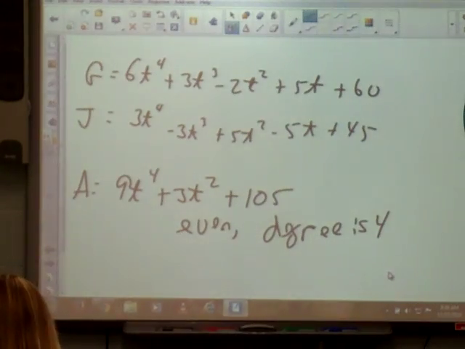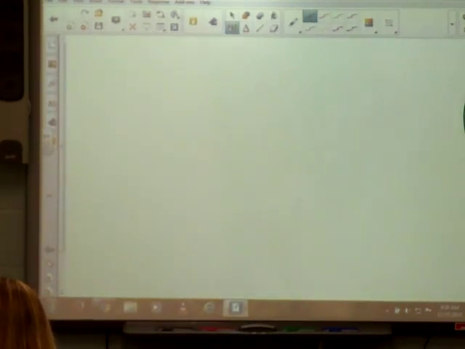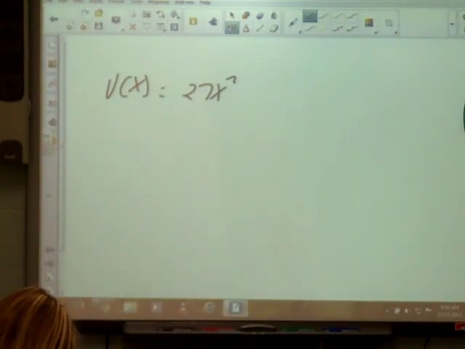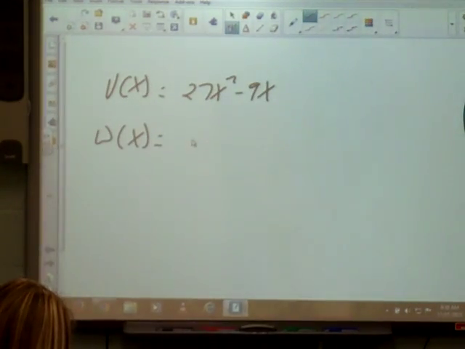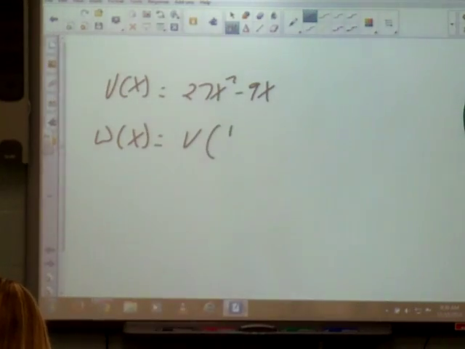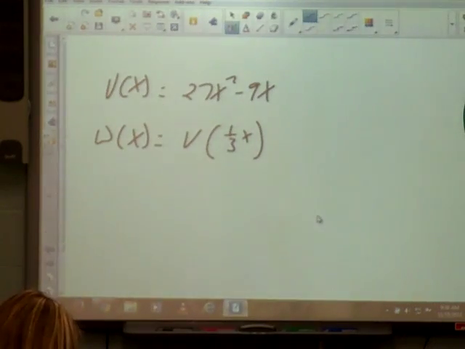14, last one. Actually got faster than I thought we would. It says the function v of x equals 27x squared minus 9x represents the volume in cubic yards of the cylinder shown. W of x takes that v function and multiplies it by 1/3 x. That represents it in cubic feet. So they're just making conversions.